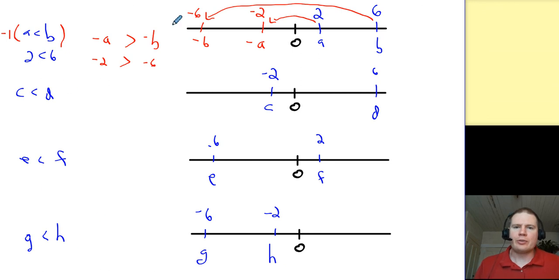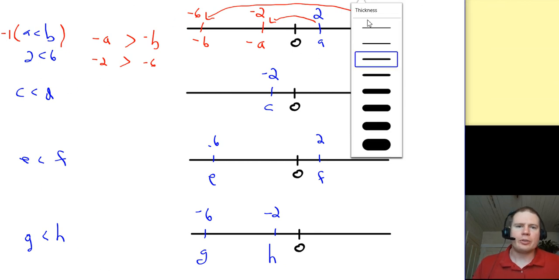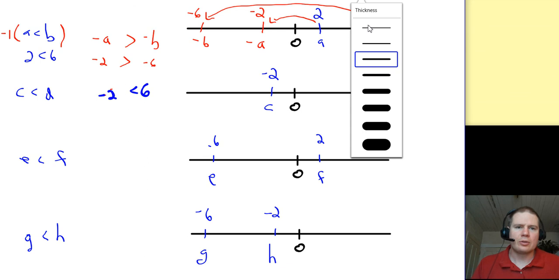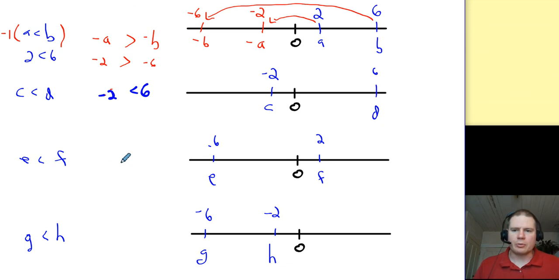Right, so C is less than D. That was represented with negative 2 less than 6. Negative 2 less than 6. Let's put all of these number inequalities here. E is less than F, negative 6 is less than 2. G is less than H, negative 6 is less than negative 2.